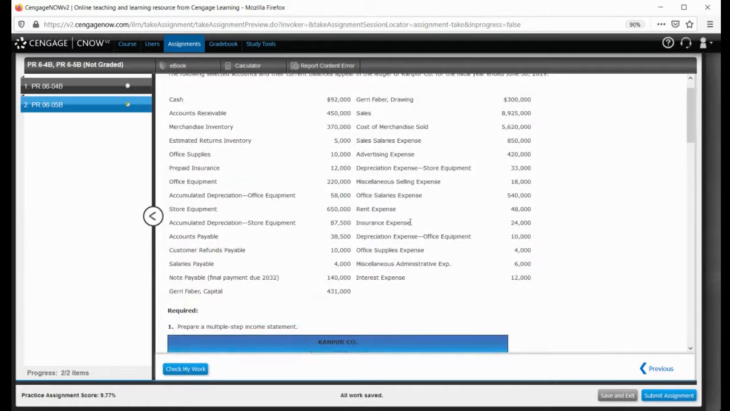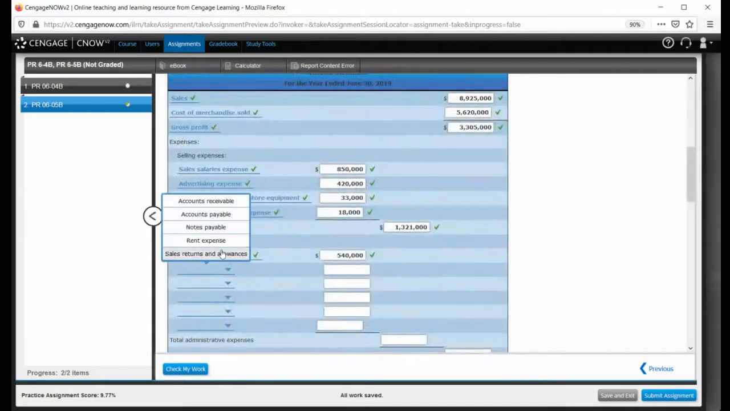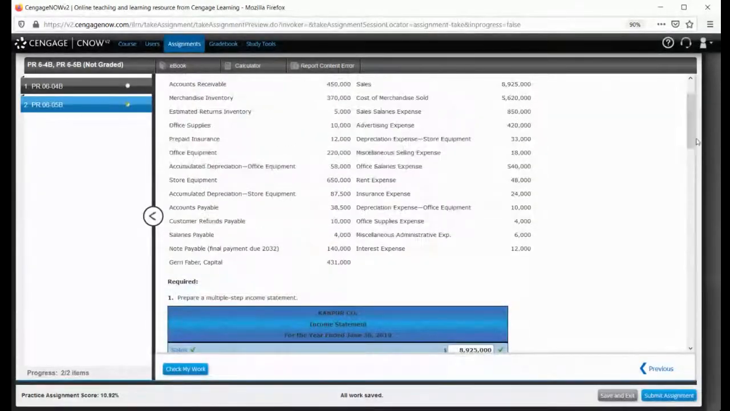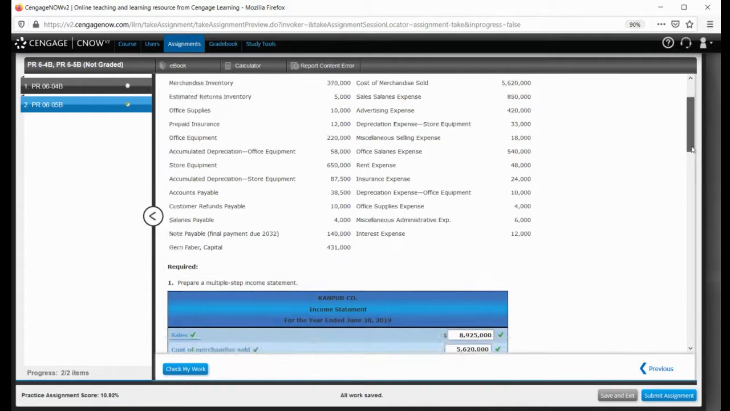Your next type of administrative expense is going to be rent expense. This is really a general type of expense, and general and administrative expenses are lumped together. The rent expense is $48,000. The next type of general expense, which will go in administrative expenses, is insurance expense. It's $24,000.